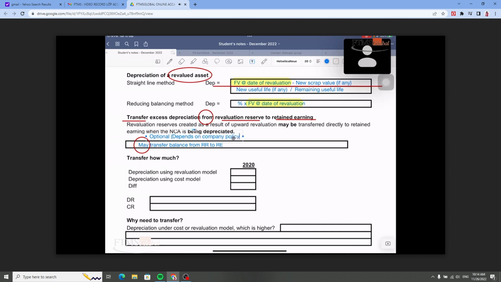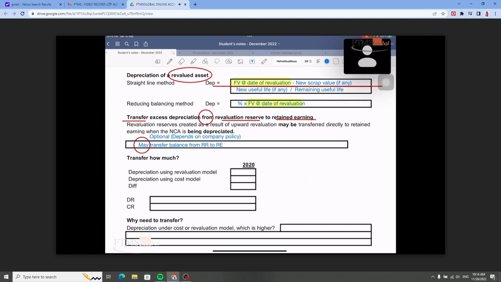You have a choice whether you want to do this or not. Okay, you may transfer balance from your RR to your RE. Whether you want to do it or not depends on your company policy. So bear in mind it is "may". As you can see, it is a transfer from RR to RE.